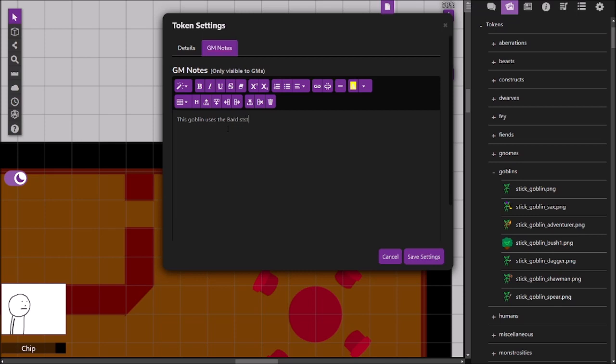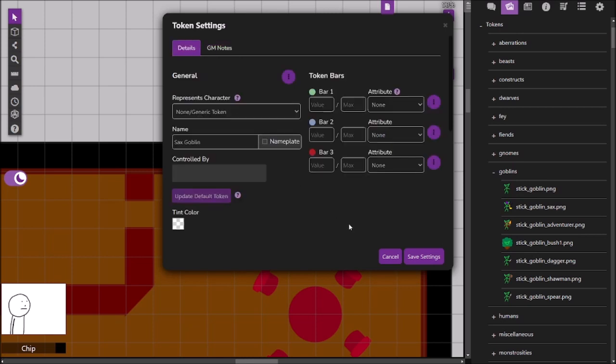bard stat block from the monster's manual. Actually, I think it's Volo's Guide to Monsters, though. Nimble escape. So mechanically, basically just the bard, the only difference being that he is a size small because he's a goblin, obviously, and he gets the goblin's nimble escape.